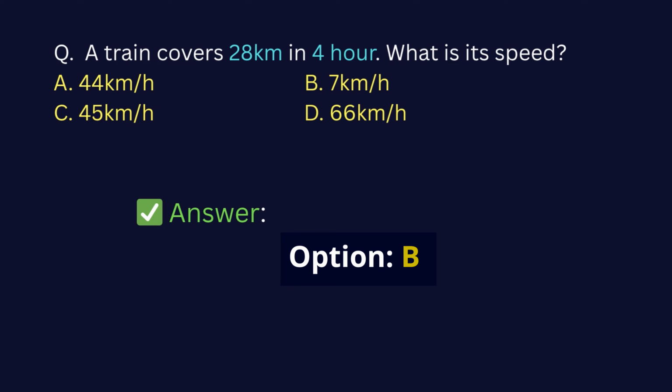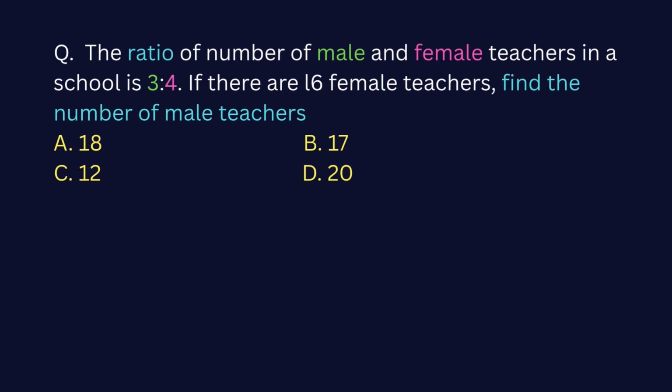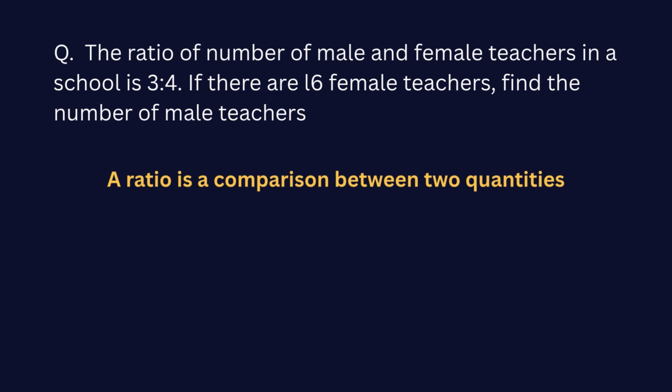The ratio of the number of male and female teachers in a school is 3:4. If there are 16 female teachers, we need to find the number of male teachers. Is it option A, option B, option C, or option D? So what is a ratio? Well, a ratio is just a comparison between two quantities. In our case, we're trying to compare male and female teachers. So the ratio of male to female teachers is 3:4, meaning for every 3 male teachers, there are 4 female teachers.